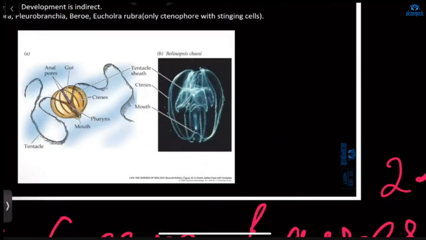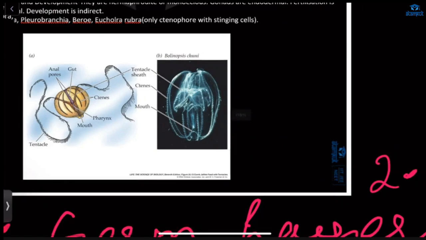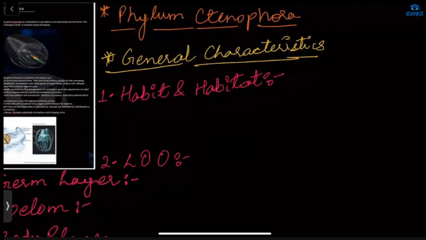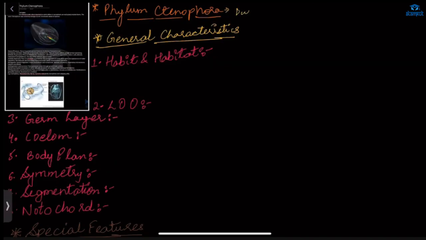See, they have these comb-like structures, na? Due to the presence of these combs, they are called Ctenophores. Okay, so we can write here: due to the presence of comb plates.